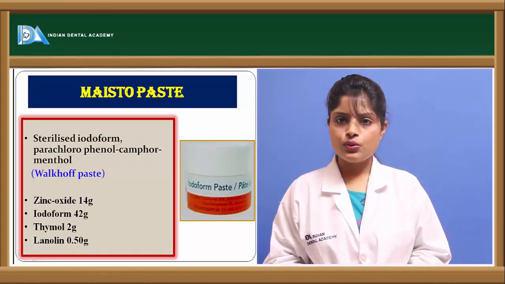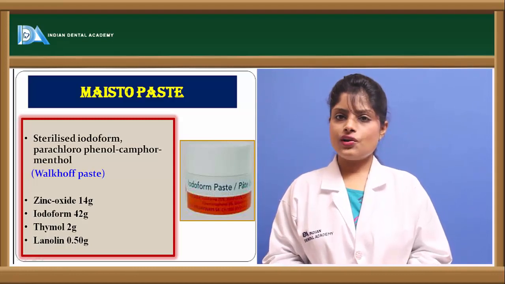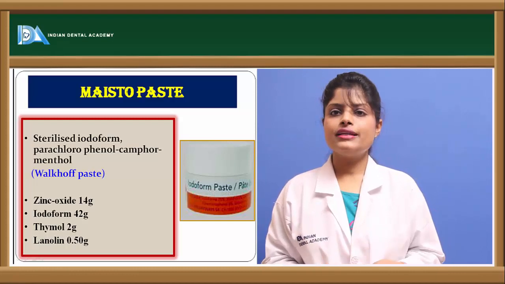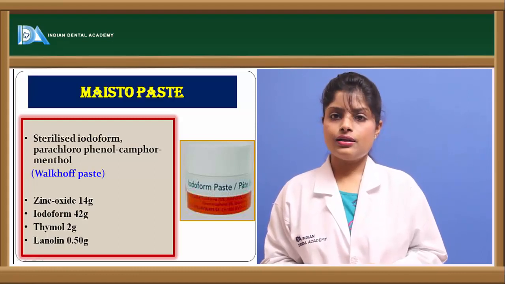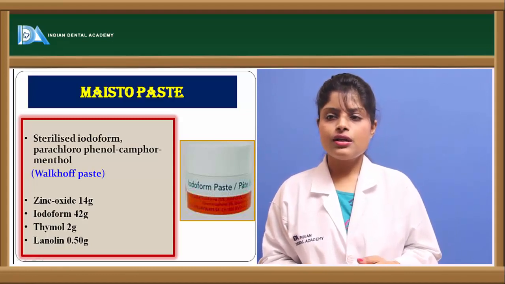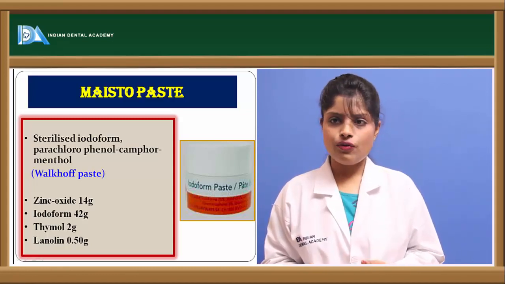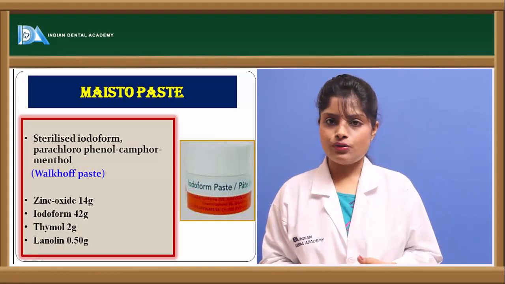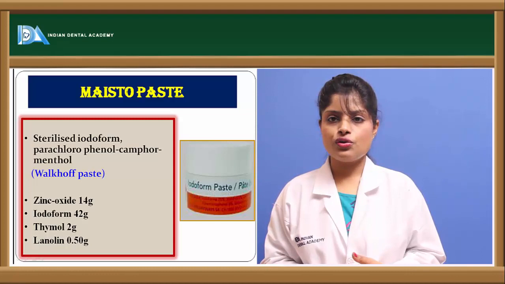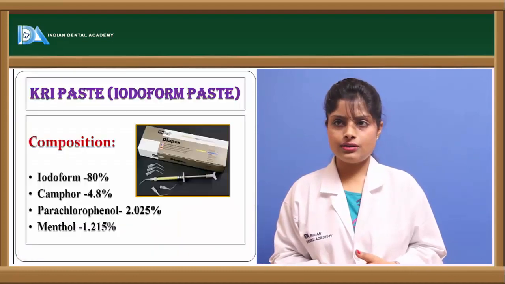They have also proven beneficial effects over Iodoform paste. Coming over to Moistose paste, it is a sterile Iodoform parachlorophenol camphorated methylated compound. It's also named Volkov's paste. It constitutes zinc oxide, Iodoform, thymol and linolol. It is another preferred material for obturation in primary root canals.